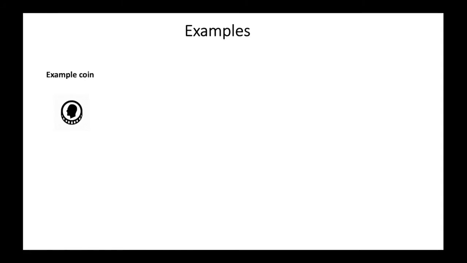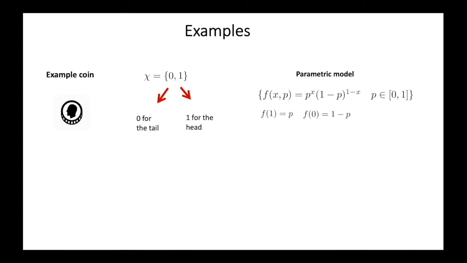For the coin, it is straightforward to define the parametric model. We can use the random variable that takes the value of 1 for the head and 0 for the tail. We can then indicate with p the probability of getting a head, and indicate the mass function as p to the x times 1 minus p to the 1 minus x, where we know that the parameter p will be between 0 and 1.